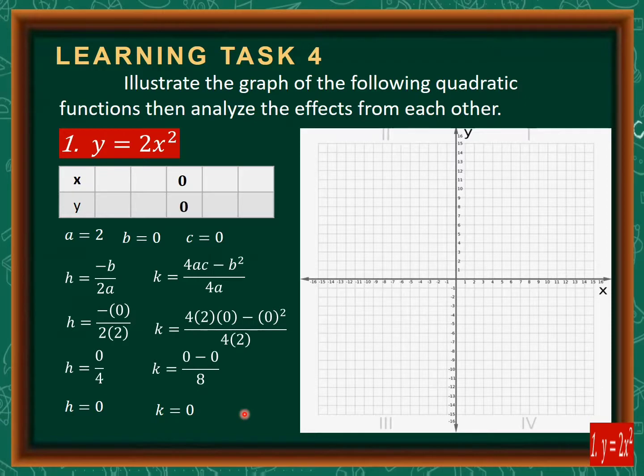Di ba ang hk naman, that is the ordered pair of our vertex. So, meaning to say, your x-coordinate is 0, your y-coordinate is 0. And if we're going to complete the table, alamin natin yung number next to 0, that is positive 1, positive 2.